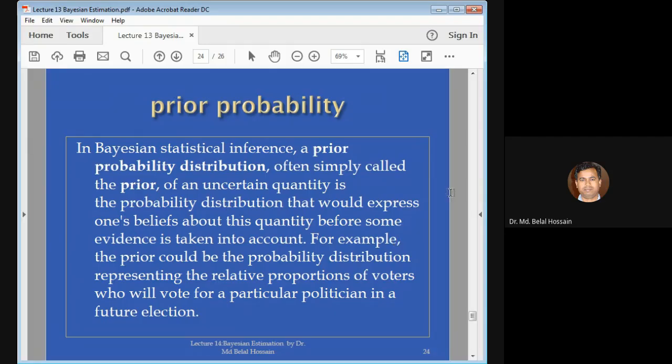Okay, so if you take a random sample, you can also estimate that prior distribution. But in general, it is actually known in advance. If you consider a certain political party, the proportion of voters who voted for them in the previous election could be the prior distribution.